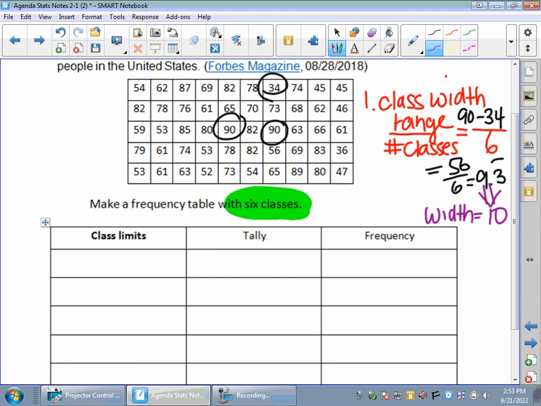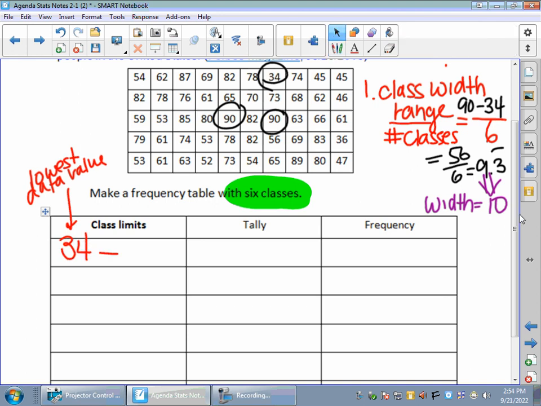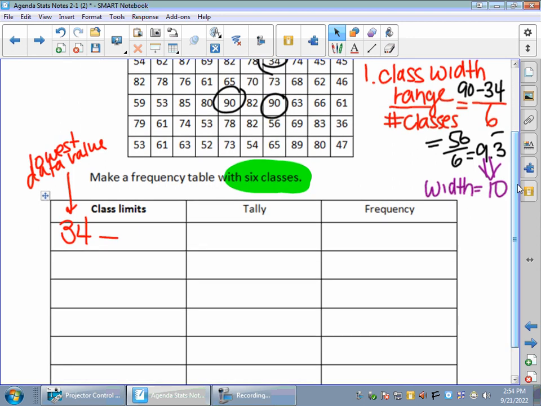Now we're going to define our class limits, and we're going to fill in the left column first. So we said earlier, we always start with the lowest data value. Our lowest data value, according to finding the range, was 34. So our first class is going to go from 34 to something. Your instinct might be, well, if our class width is 10, I'm going to make this 34 to 44. No. Erase it. Don't write it down.